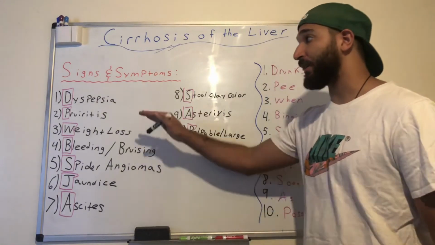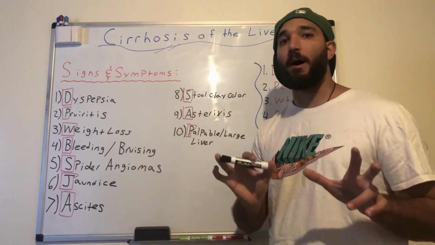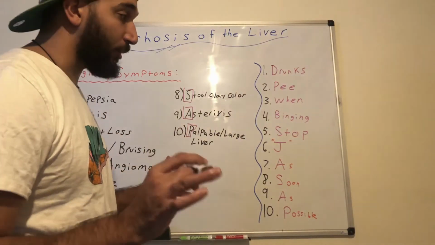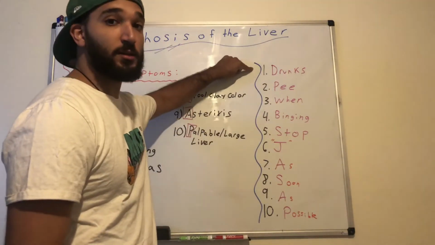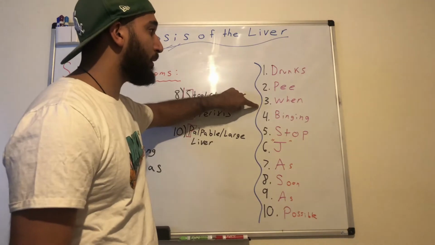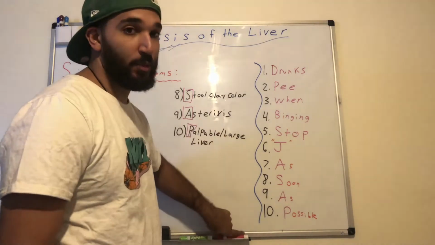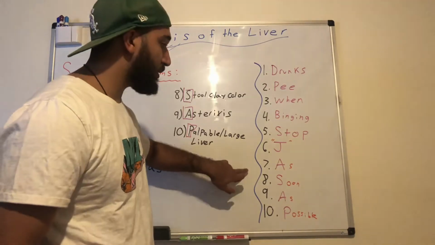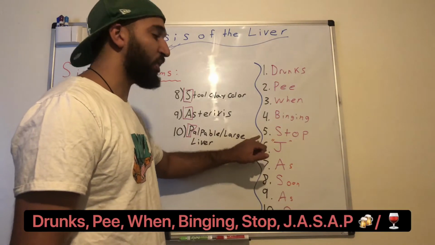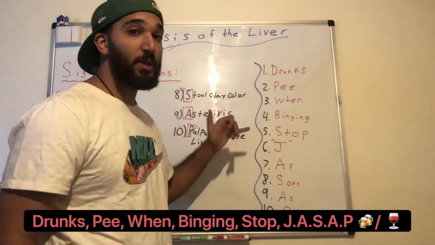So I'm going to go ahead and explain how each one of these occur, but I think it's important for you to remember all the signs and symptoms. So I made a mnemonic. This is an interesting mnemonic, so stay with me. The mnemonic goes: drunks pee when binging, stop, J-SAP. Okay, the ASAP. So A, as soon as possible. And I put the J in front of it. So J-SAP. Drunks pee when binging, stop, J-SAP.